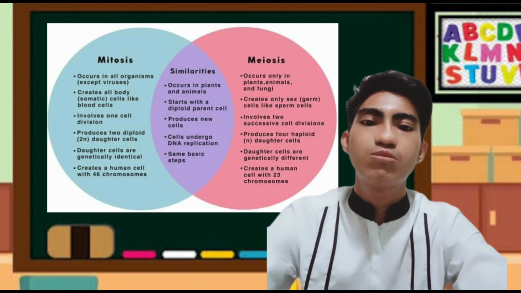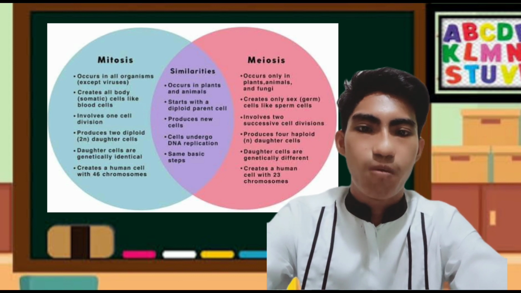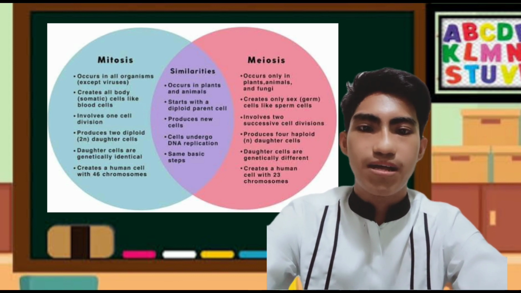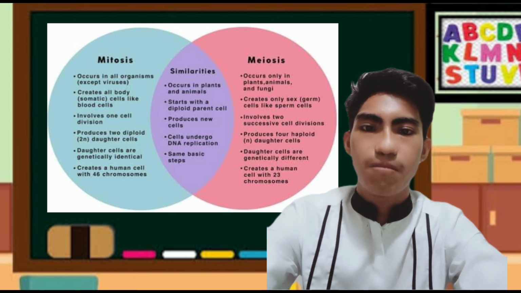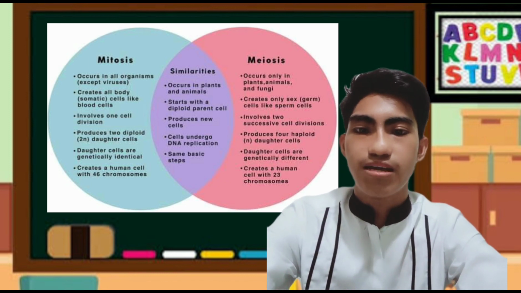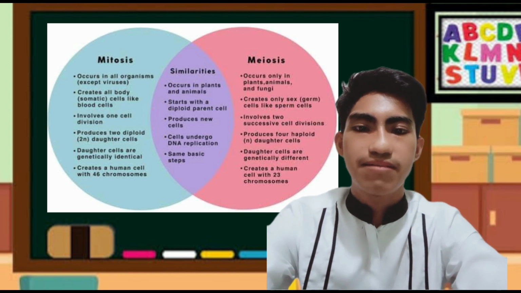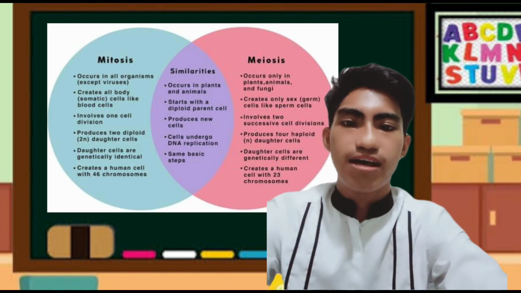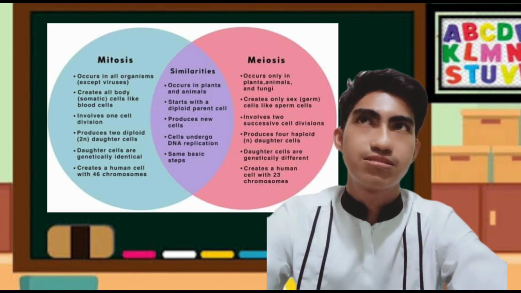Next, we begin with the similarities. Both occur in plants and animals. Both start with diploid parent cells. Both produce new cells, and both undergo DNA replication. Lastly, both have the same basic steps.